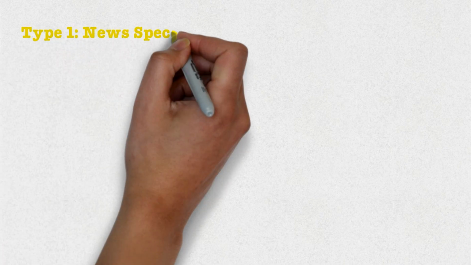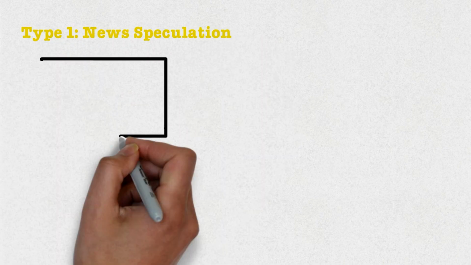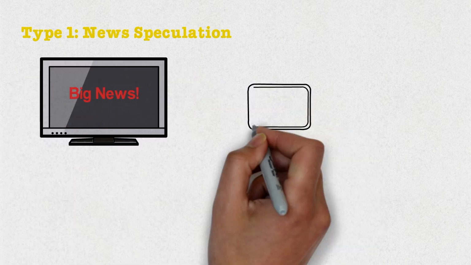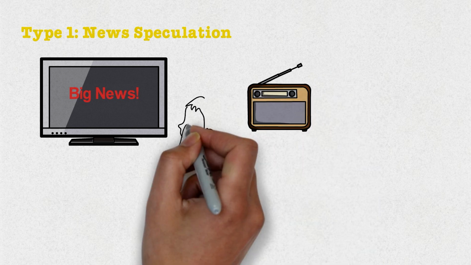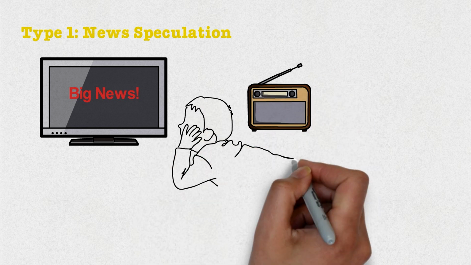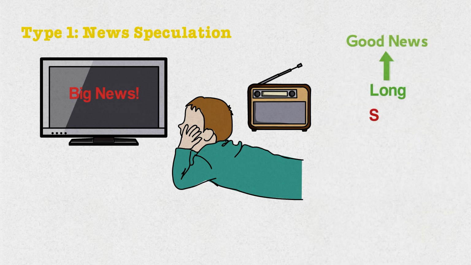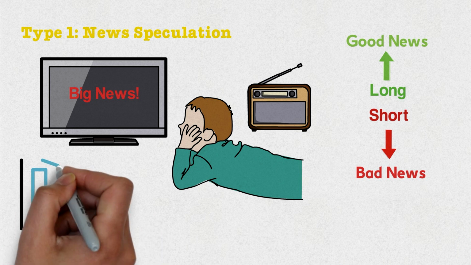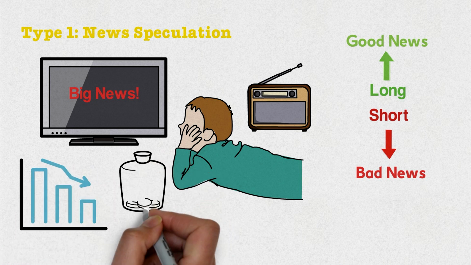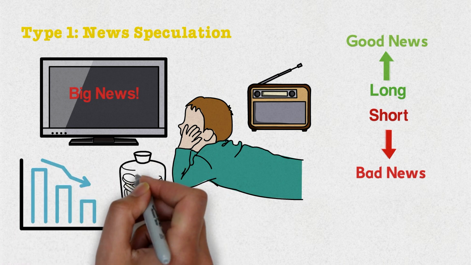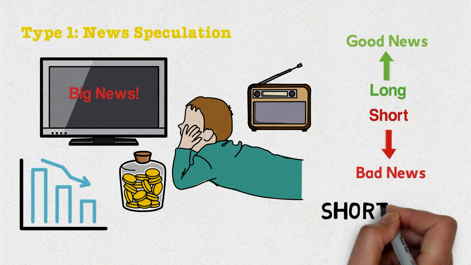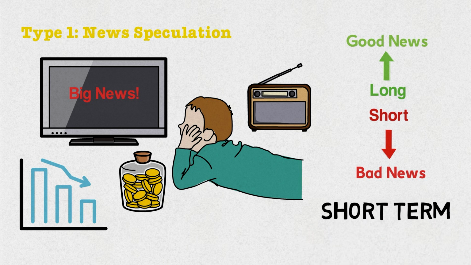Type 1. News speculation. This type of investor keeps a close eye on the details of news, political changes, and industry trends to determine whether a company is going to generate good news or bad news. Then they will go long on a stock for good news or short the stock for bad news. Usually these pieces of news are strong enough to impact the stock market, so the news speculators can make profits. But such fluctuations are often short-lived, and news speculators are generally day traders. Therefore, it's a super short-term investment strategy.